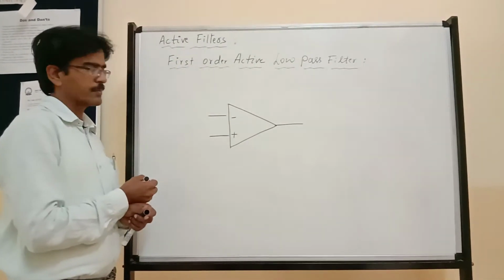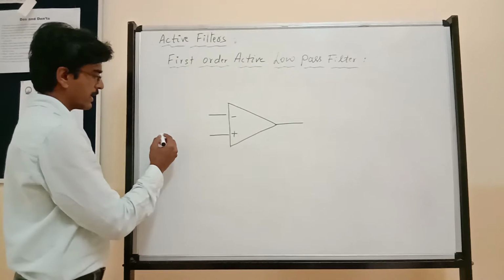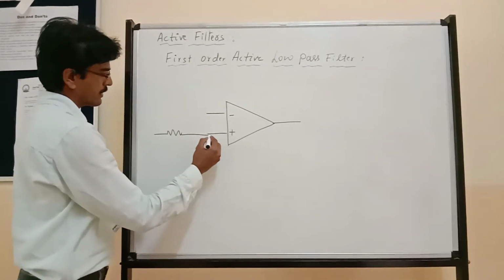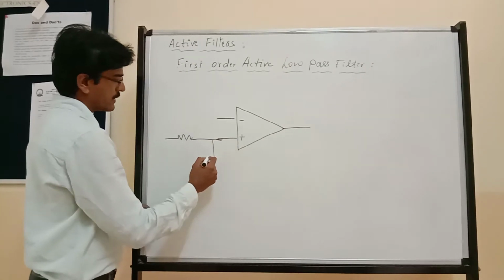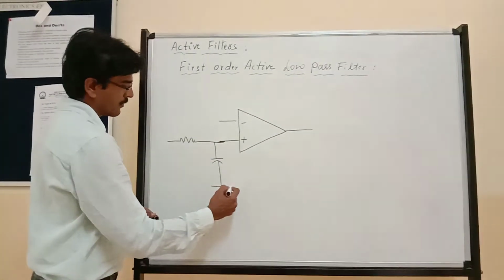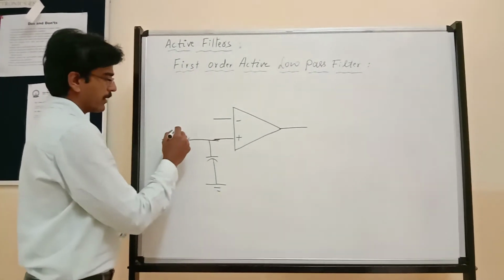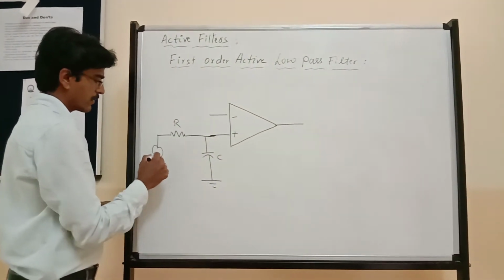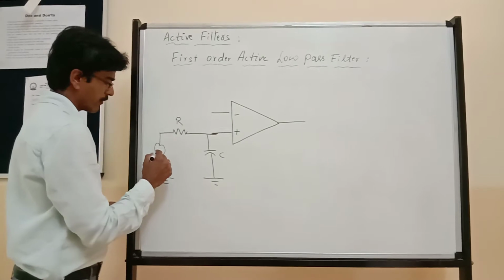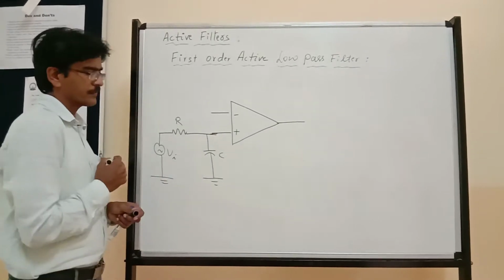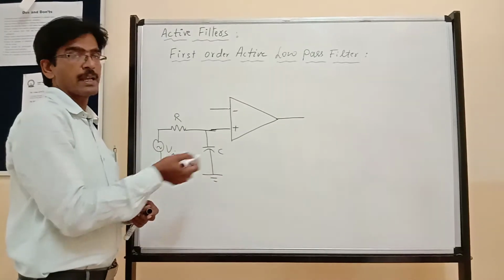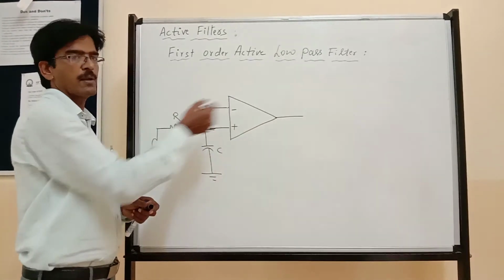Now we are going to use a passive element, that is RC network. Let us use an RC network, so a resistor and capacitor combination. We are applying the input signal to this RC network. So this is the input signal, this is Vi.